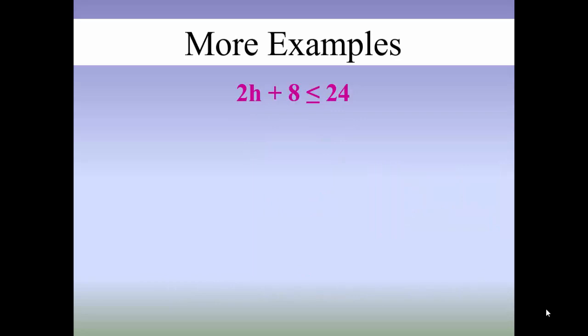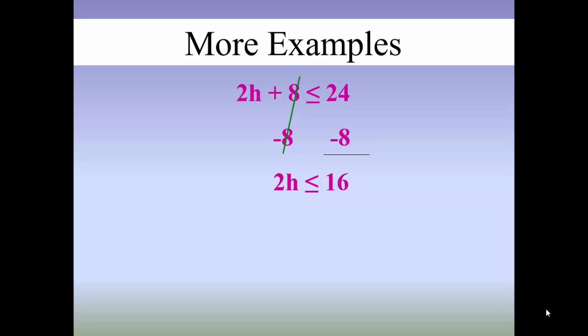Here we have actually two-step equations, which is where we're going to next. So if you're a little lost, please don't stress. We will have another video exactly on this. We have 2h plus 8 is less than or equal to 24. We want to start by undoing addition and subtraction. So we will subtract 8 from both sides. This is our first step. That will result in 2h is less than or equal to negative 16.